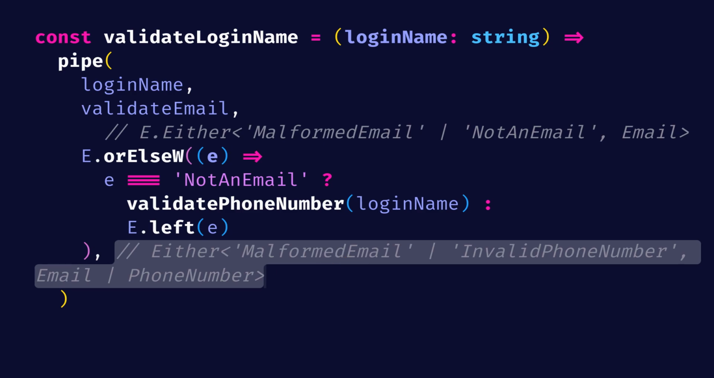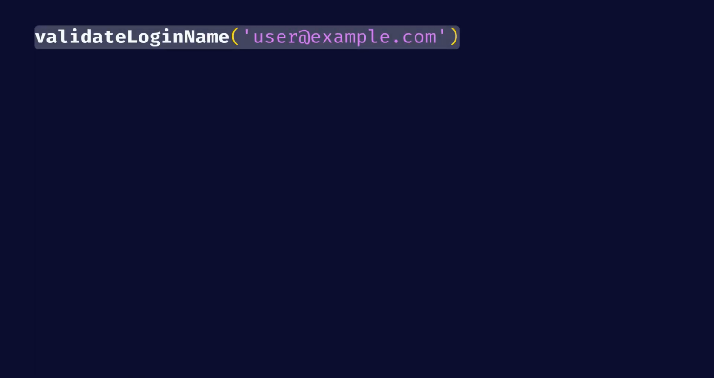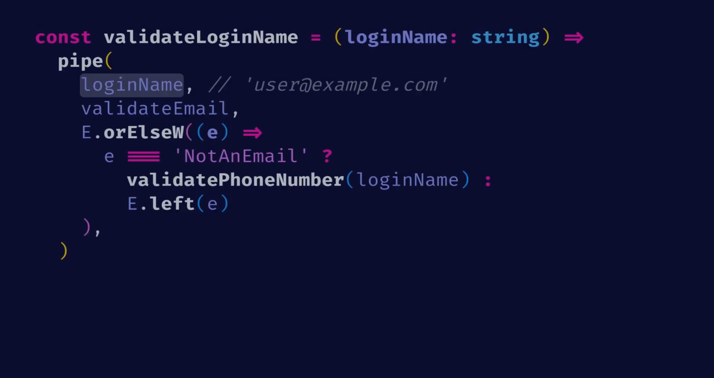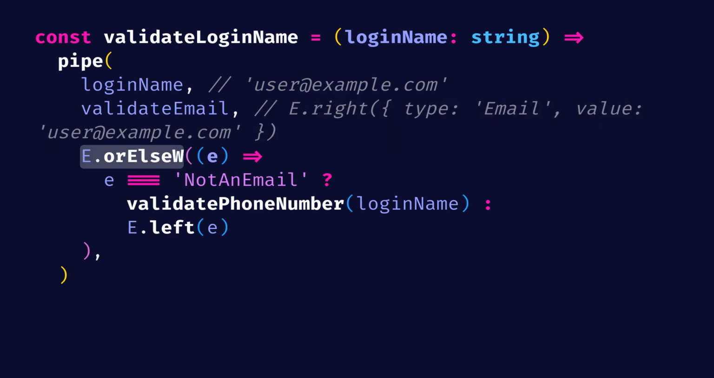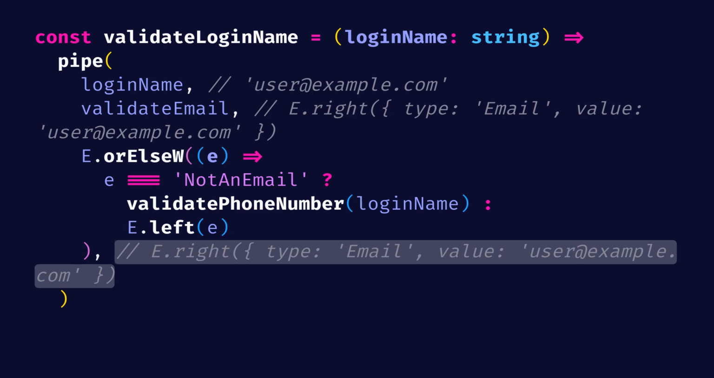To get a better understanding of how this works, let's see what actually happens step by step when we call validateLoginName with a valid email. First, we pipe loginName into validateEmail. Since this is a valid email, we get back a right with an email object. We then pipe that into orElseW, which simply returns back the received right since it's not a left. And this is the final output that our function returns.